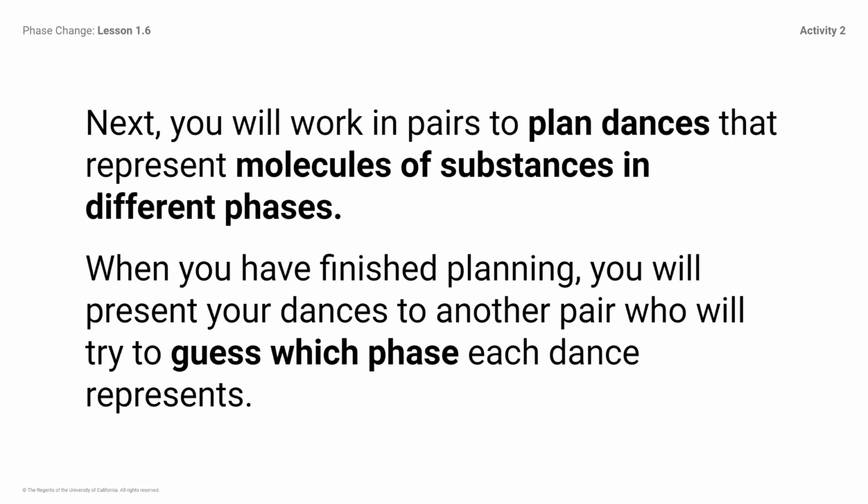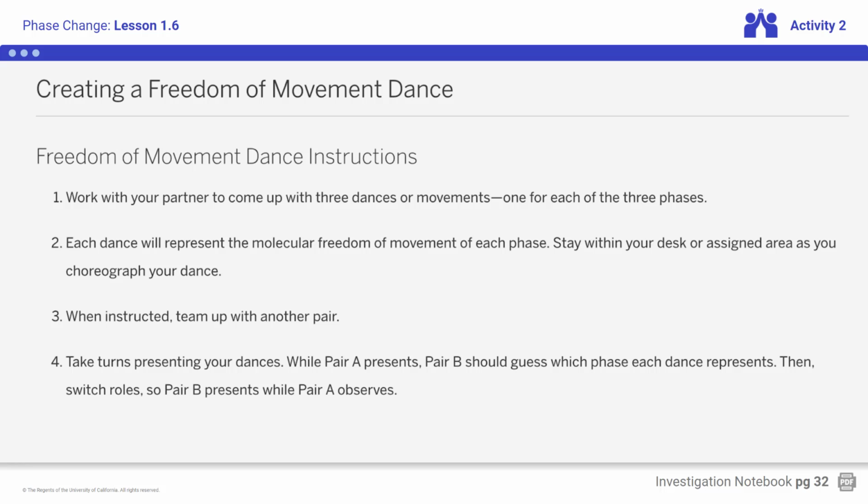When pair A presents, pair B will guess which phase each dance represents. Then you'll switch roles, so pair B presents while pair A observes. Students, plan your dances. After 5 minutes, join with another pair and take turns sharing and guessing which phase each dance represents.